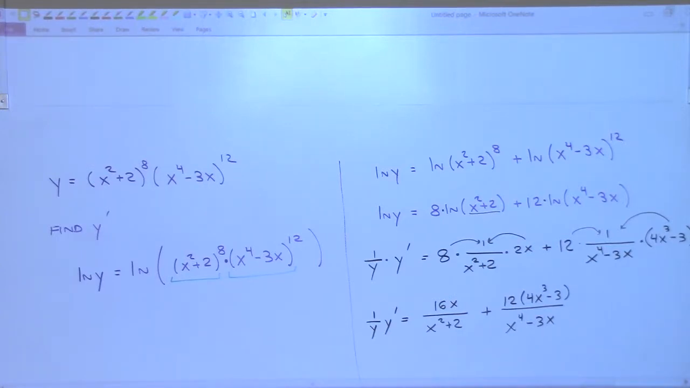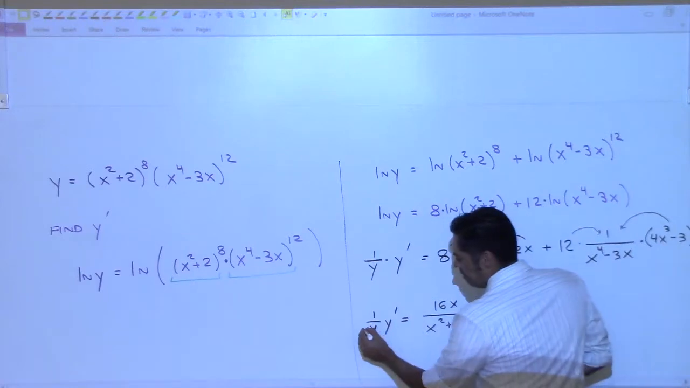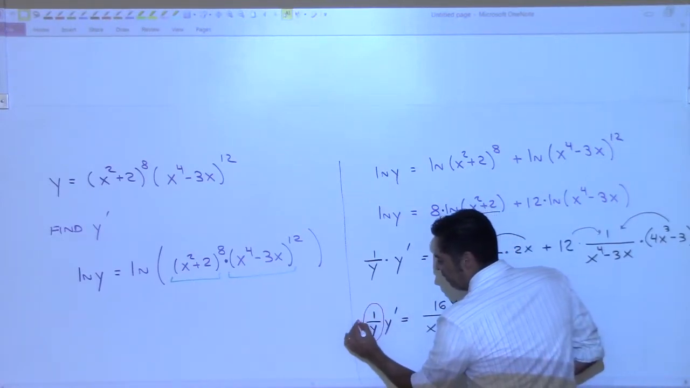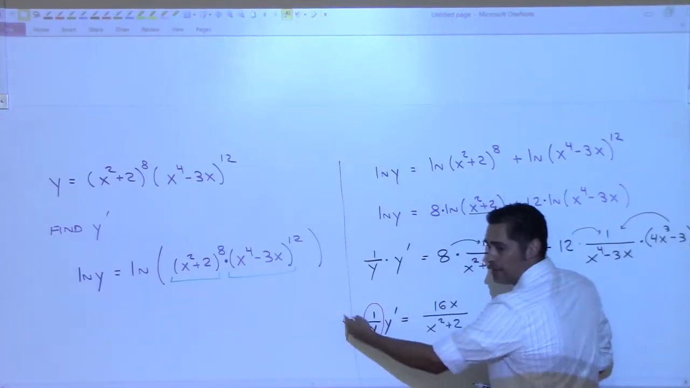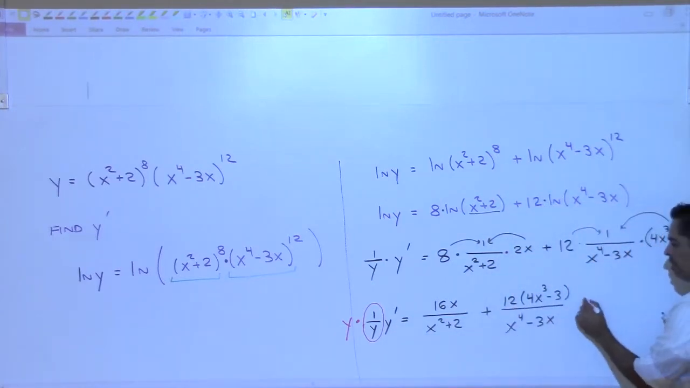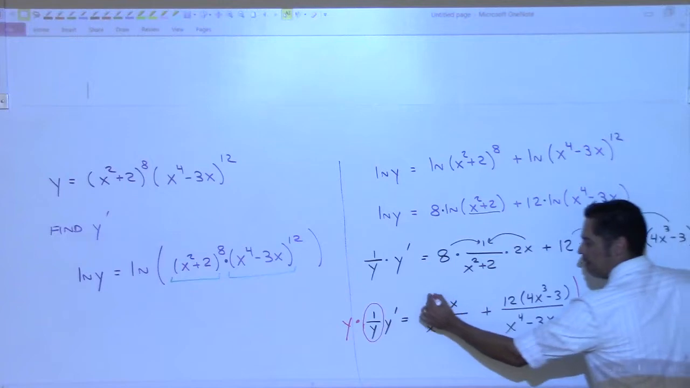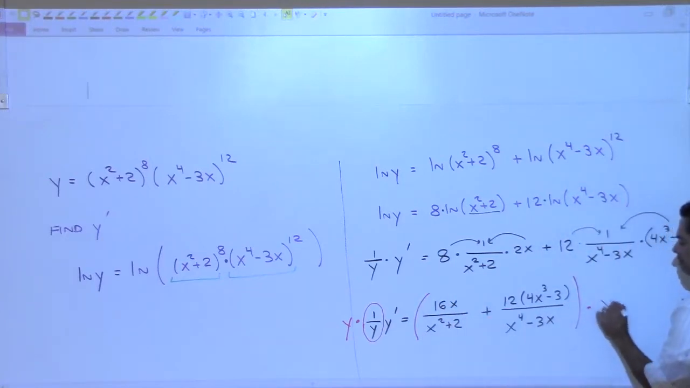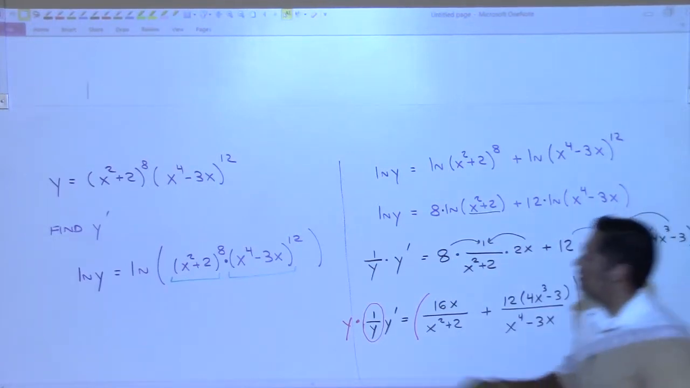Are we done? We are not done. We have this one last step, which kind of sucks. We have to multiply both sides here by y so that these y's will cancel, and we'll get y prime by itself. So if I multiply y there, I have to multiply this entire side, right, by y also. And that will give me my final answer. It's going to be ugly, but here it is.